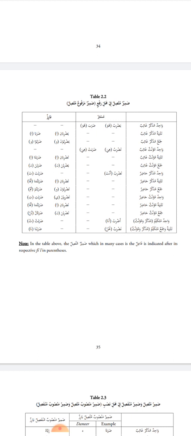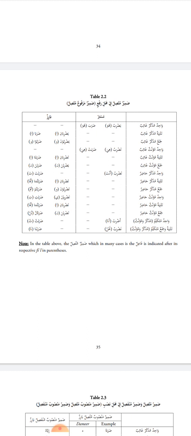In Darabata, look, Siga, this is Tasniya Mu'annath Ghaib. You have Darabat, Darabata. In Darabat, the Hiya Dhamir is Mustatir. The next Siga, Darabata, Siga Tasniya Mu'annath Ghaib. The Alif is Dhamir Baris. Darabna is Jam'a Mu'annath Ghaib, and it's the noon.